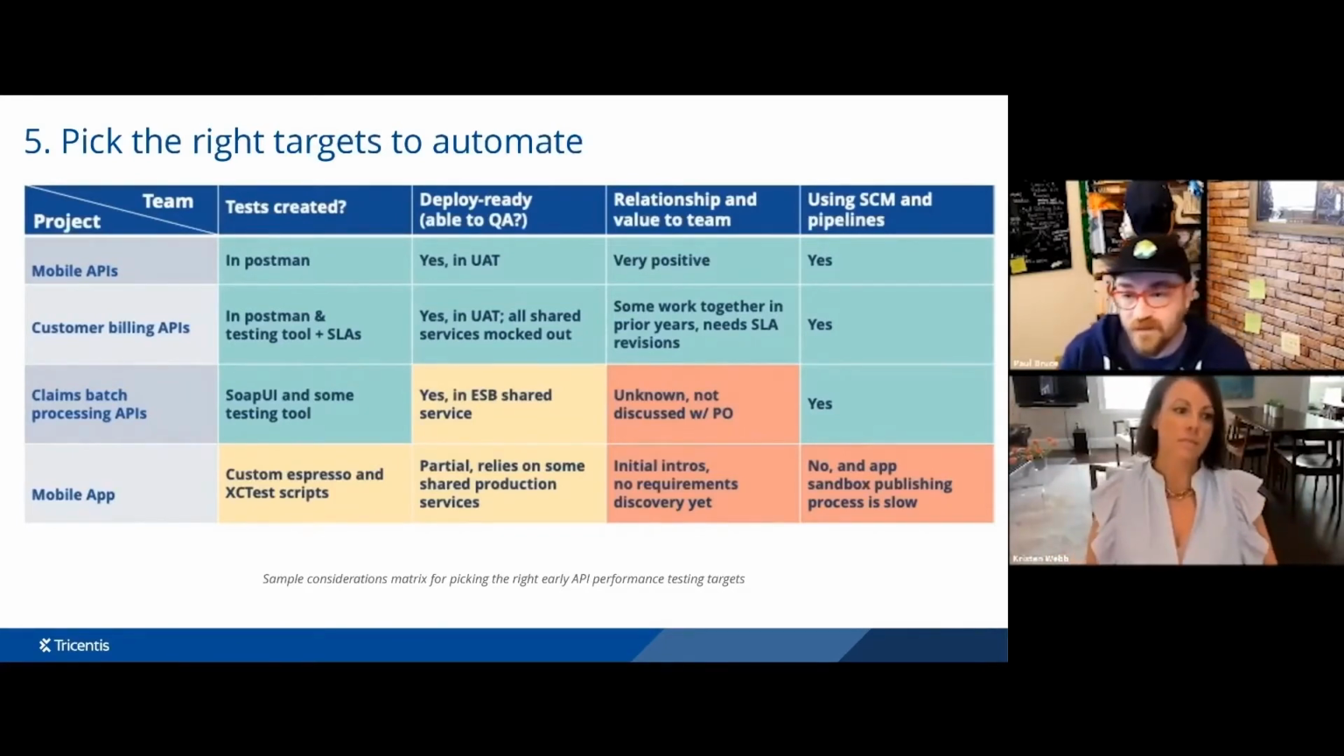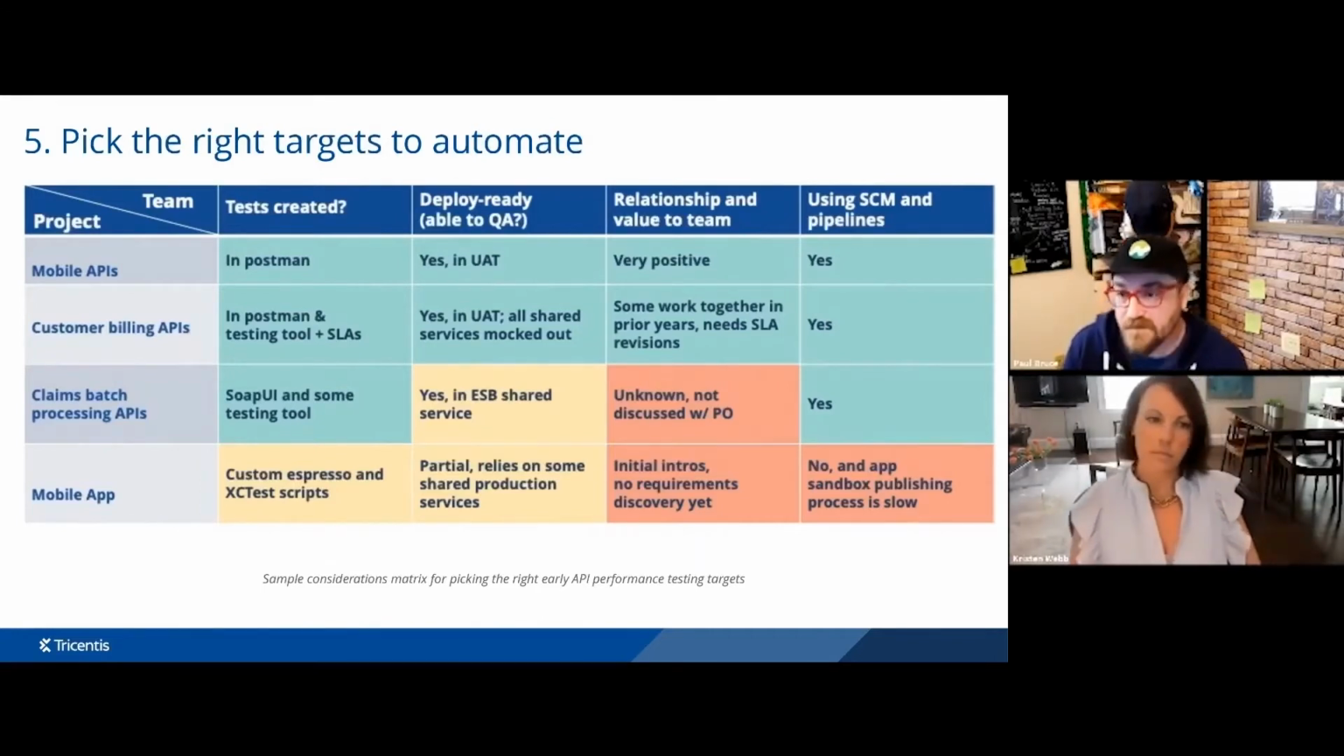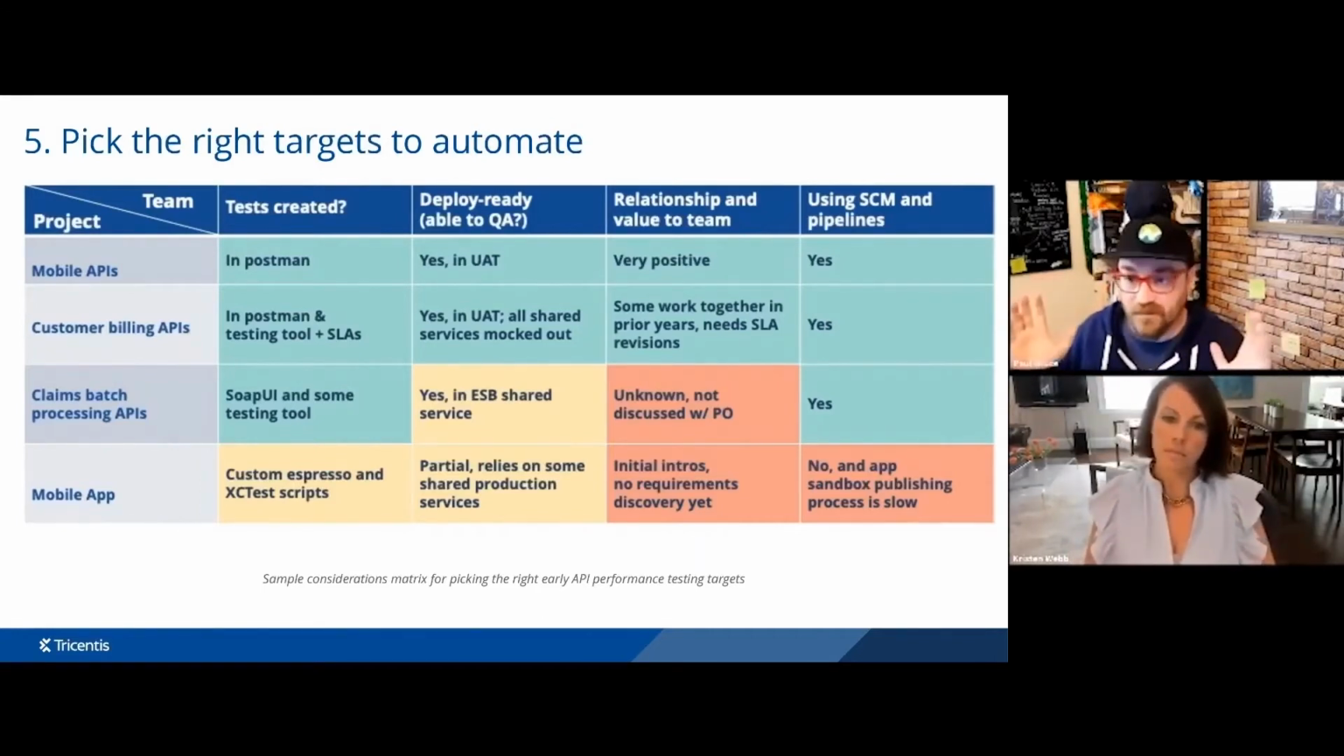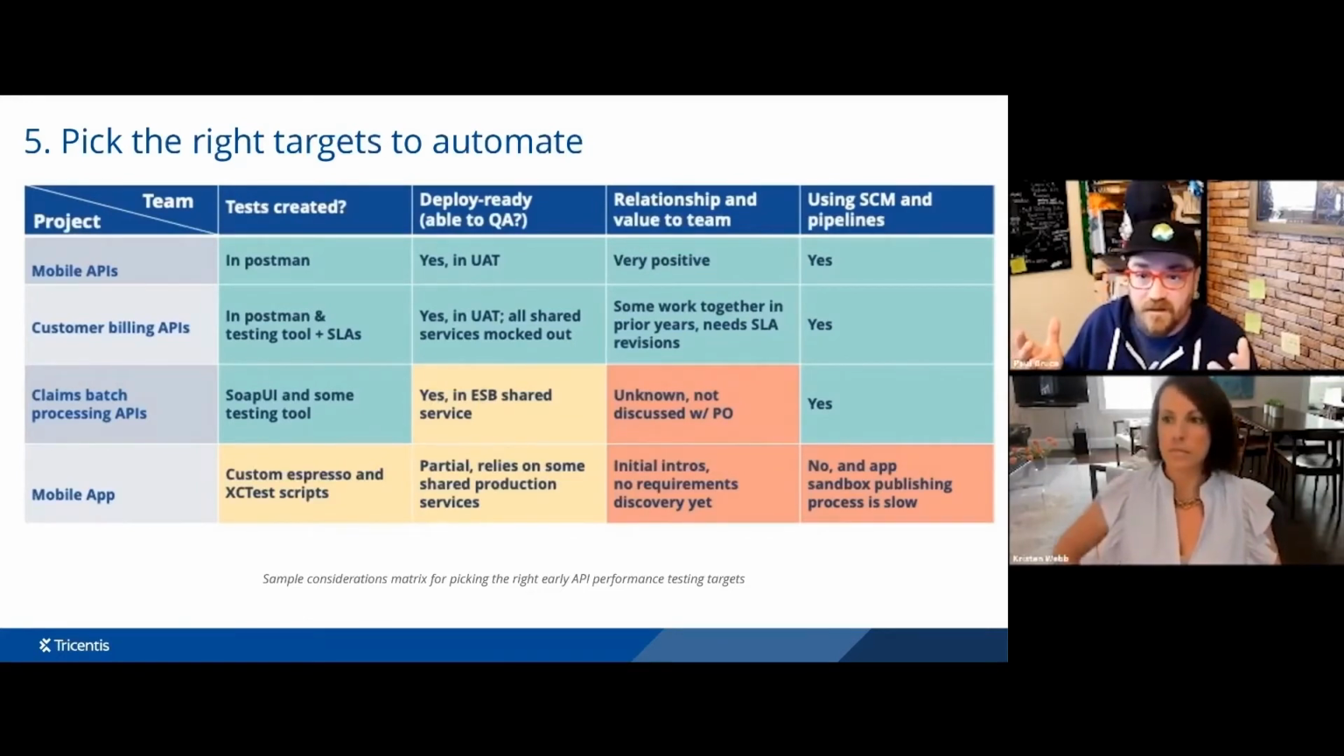So I put this little table together just to indicate sort of this might be the way. You might have a different table, right? On the top, there are some columns that say, hey, have tests been created? Even just like API or functional basic tests, right?